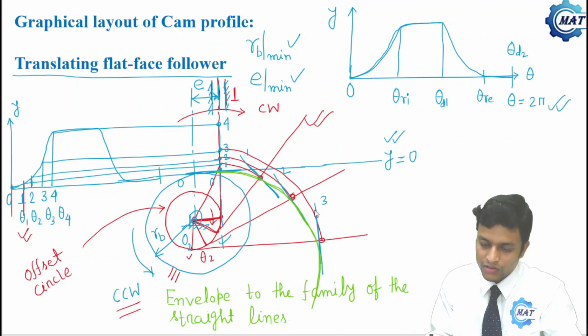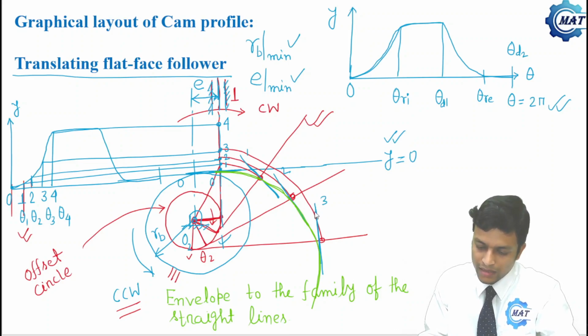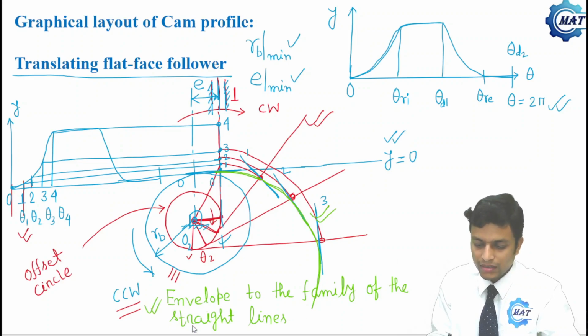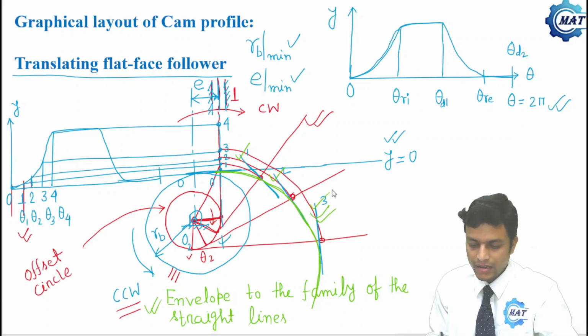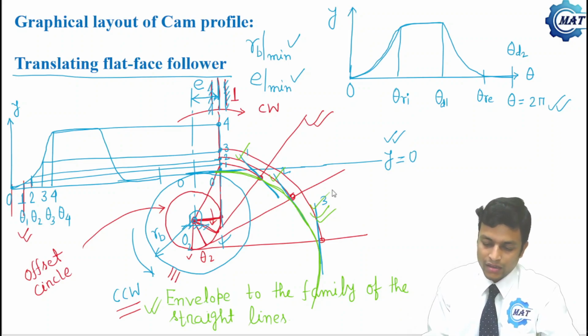And that envelope is always, and these straight lines, that is the follower faces, are always tangent to this envelope. So this cam profile is the envelope to the family of straight lines, that is this straight line which shows the follower face, here this straight line, here this straight line. So this is the process to draw the cam profile in the graphical method.